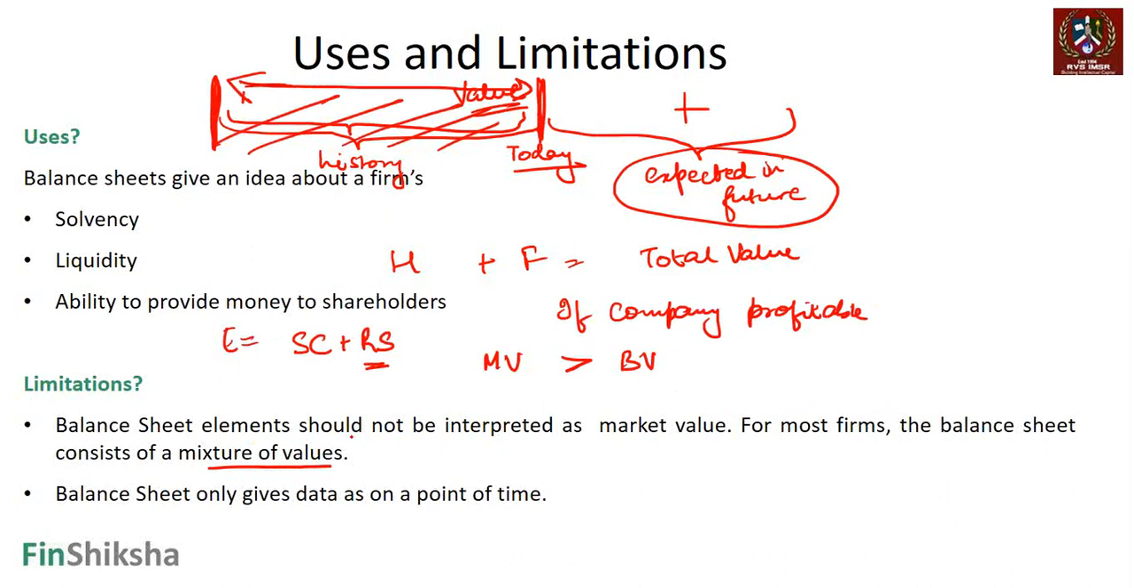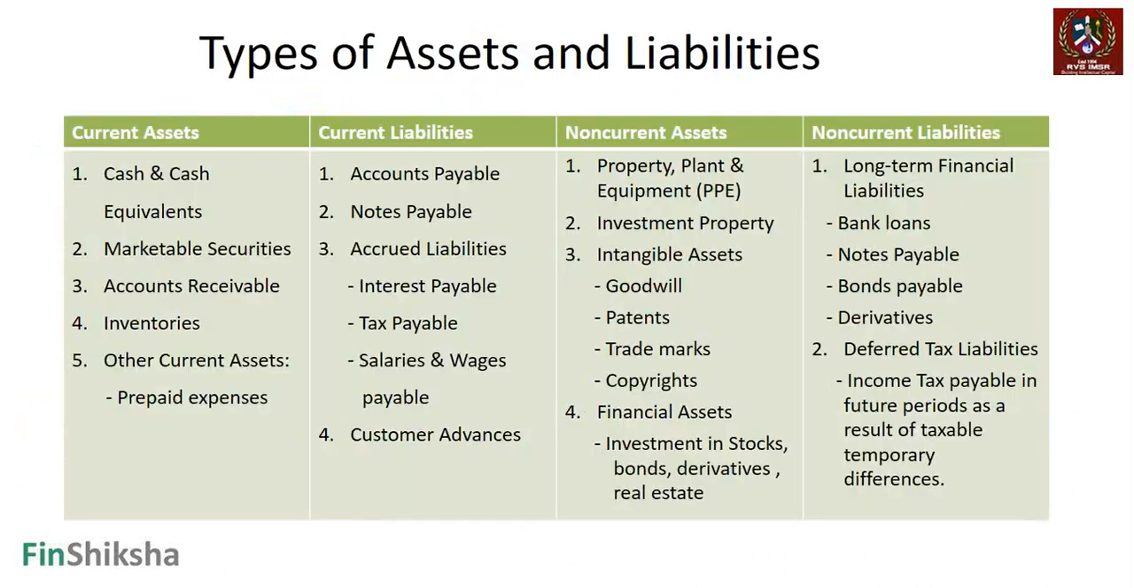It is typically carried at cost price based on the conservative accounting principles, and that creates a little bit of a problem in terms of gauging the balance sheet items so easily. That's one of the limitations that comes in. Also, it gives data as on a point of time. Now, that's not necessarily a limitation. That's just the way it is. The construct of the balance sheet is such that it will give you data only on a point of time. And that's what a balance sheet is supposed to do, right? It's not a periodic statement.